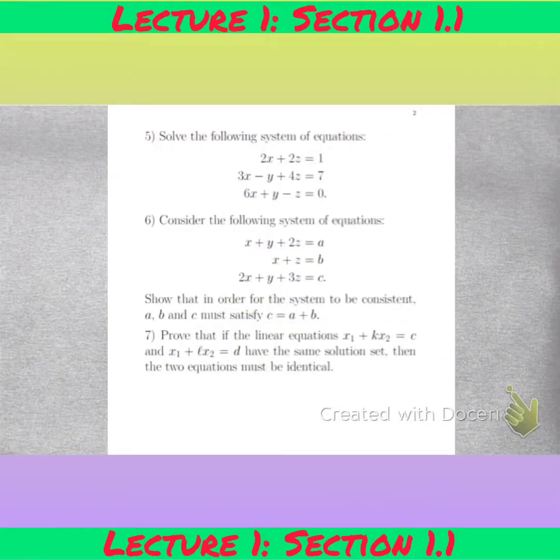Okay, so question 7 asks us to basically prove that if these two linear equations have the same solution set, then the two equations must be identical. What does it mean for two linear equations to have the same solution set? It means that any solution to the one equation is a solution to the other equation and vice versa. All right, so they have the same solution set, and we need to now show these two linear equations are exactly the same.